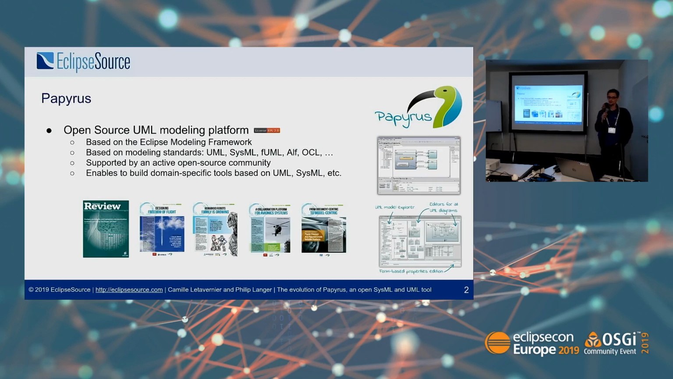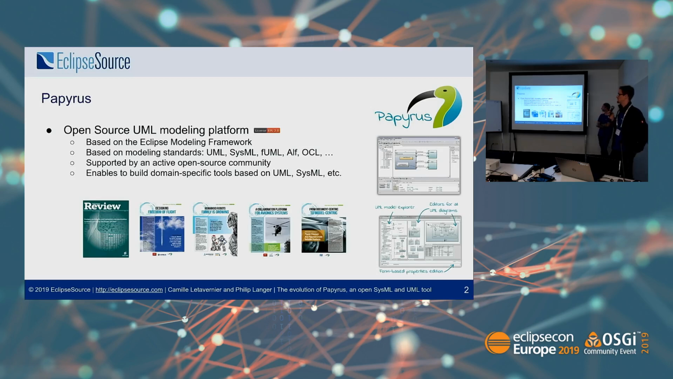So Papyrus is an open source UML modeling platform. It allows you, within the Eclipse workbench, to create UML models, also SysML models, fUML, as well as ALF, the textual action language for foundational UML, and to create and manage those models and produce some sort of artifacts out of them. As I said, it's open source and part of the Eclipse Foundation. With that, as for most Eclipse Foundation projects, it has a very active open source community that maintains and evolves this project.